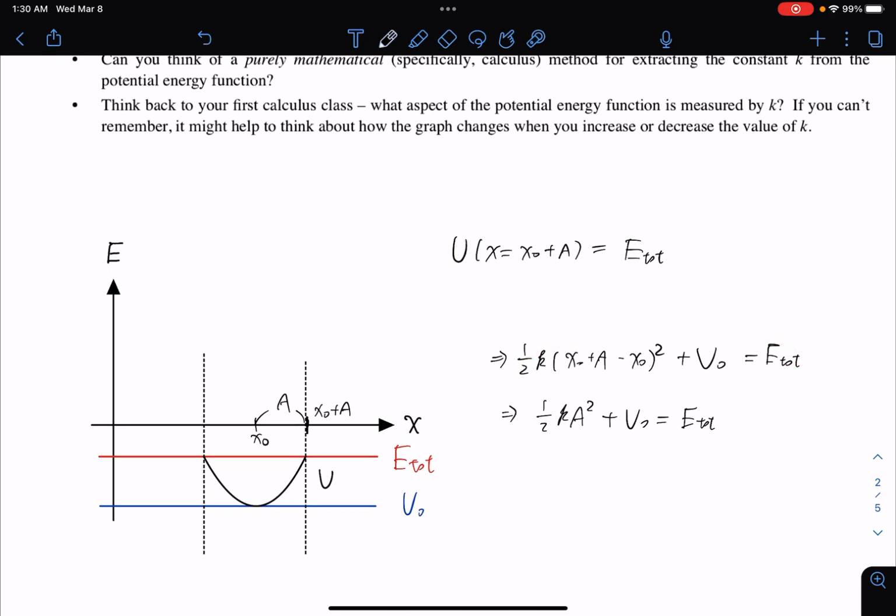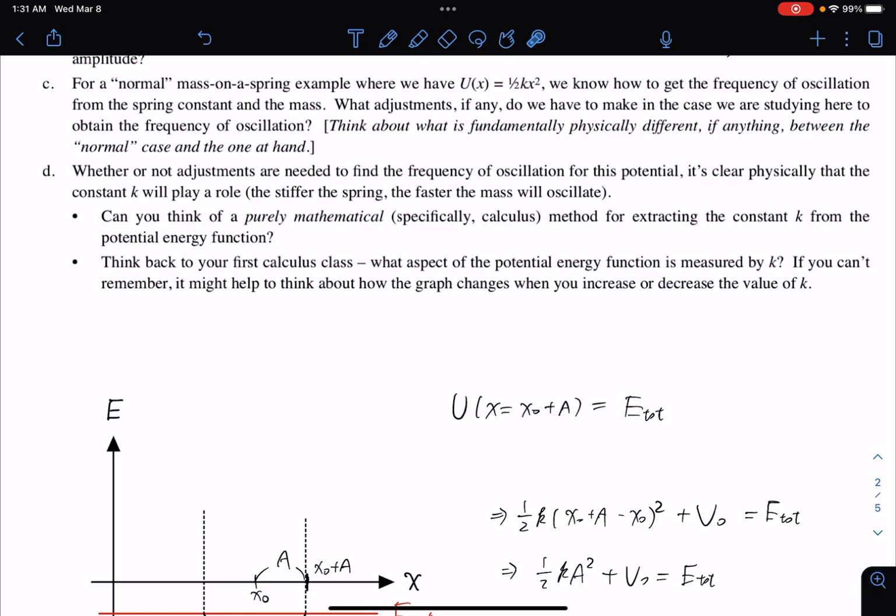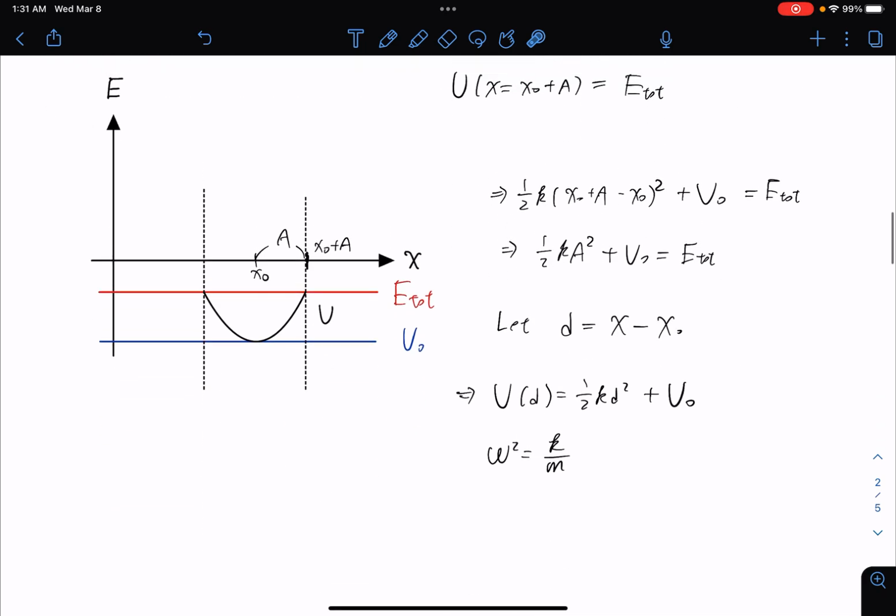Because the oscillation is only related to the distance away from the equilibrium point, we can define small d to be the x position away from the equilibrium point. Then we find that our potential energy is just 1/2 k d squared plus a constant, and this constant is just a constant. We can make it 0 again. So we see that this shift by x naught is not going to change the frequency of oscillation, and omega squared is still k divided by the mass of the particle. And now we want a mathematical method to get k from our potential energy function.